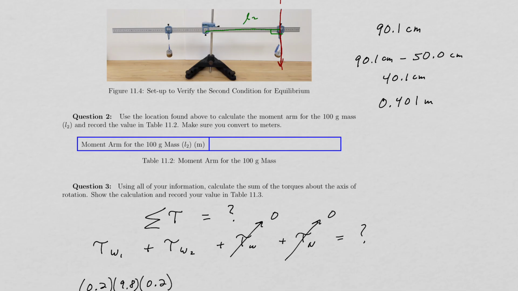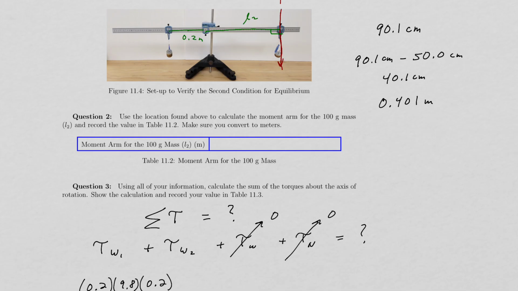Okay. Again, the reason why the torque due to the weight of the meter stick and normal force are 0 is because those are both acting right here, right through the axis of rotation. And the reason why this one has a moment arm of 0.2 is this is the perpendicular distance. That would be 0.2 meters because we set it to be 20 centimeters away, right? 0.2 meters. Okay. So now I want to also find the torque due to weight 2 over here.